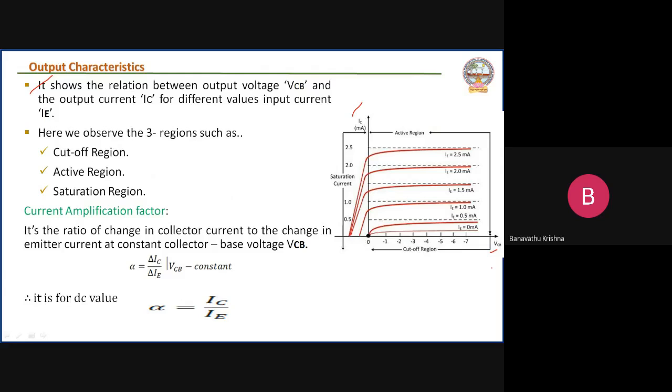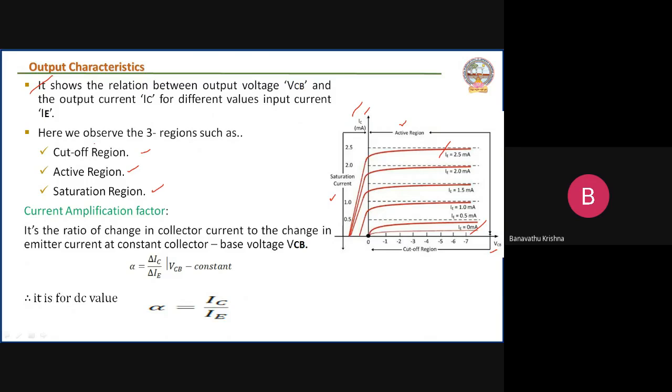So here let us see, we can observe three regions: one is the cutoff region, another is the active region, and the third is the saturation region. The same regions here: this is the active region, this is the cutoff region, and this is the saturation region, right? This graph defines the relation between IC and VCB at different values of IE, right?